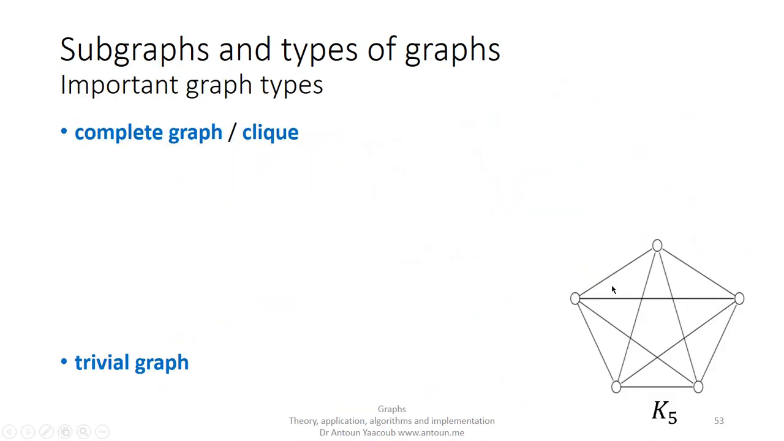So let's move to important types of graphs. We have complete graphs, trivial graphs and cliques. The complete graph is denoted by Kn. You need to learn these. We also call it a clique. It's the graph where all pairs of vertices are adjacent, so there's an edge between every pair of vertices. The set of vertices of Kn has size n.